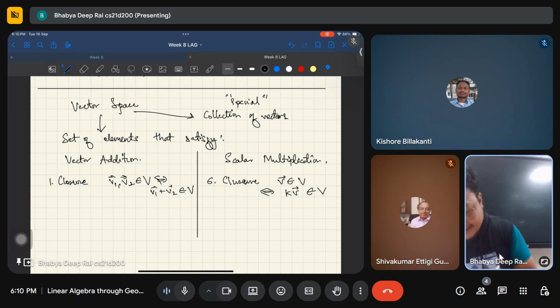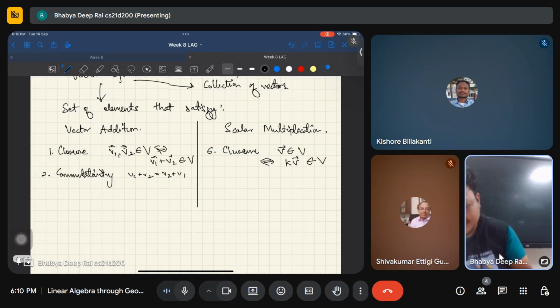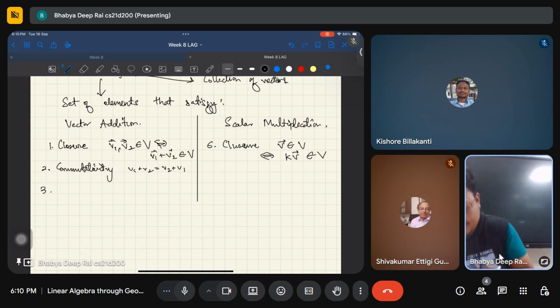There are other properties, like commutativity, which just means that v1 plus v2 equals v2 plus v1. They commute under addition. The next property is associativity, which just means that I can add v1 and v2 first, or v2 and v3 first, and it will still be fine.